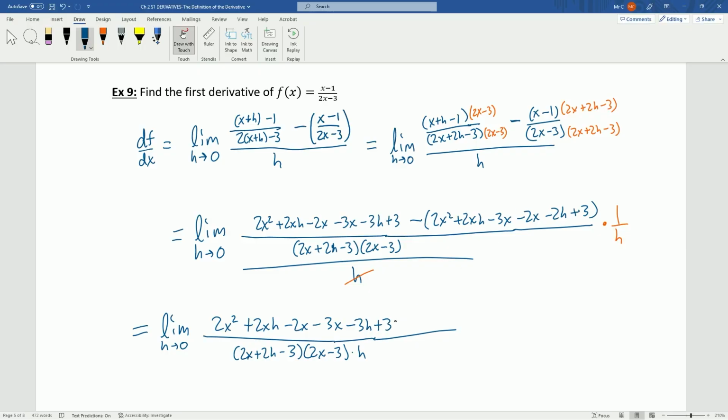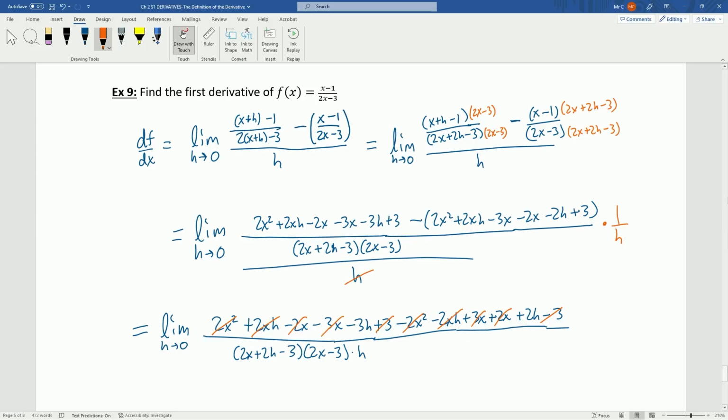Now I distribute this negative. I get minus 2x squared minus 2xh plus 3x plus 2x plus 2h minus 3. And so now I'm just going to go hunting for things to cancel. 2x squared minus 2x squared. Negative 2x and a positive 2x, and a negative 3x and a positive 3x. And a positive 3 and a negative 3. And a 2xh and a negative 2xh.